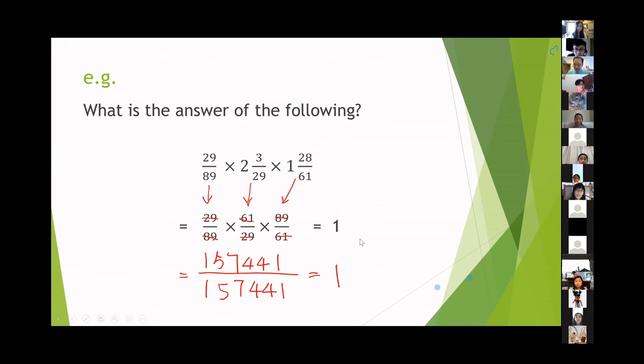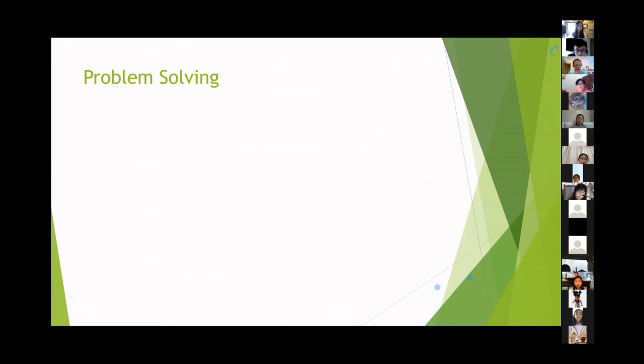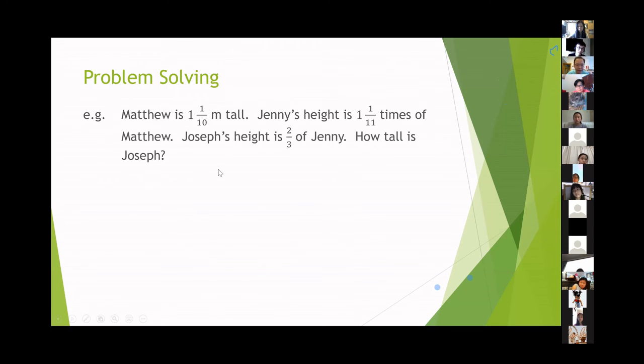Okay, next one. Now, almost the last few parts. I'll show you one problem solving question. Not that difficult. Let's take a look at that. Matthew is 1 and 1/10 meters tall. Jenny's height is 1 and 1/11 times of Matthew. Joseph's height is 2/3 of Jenny. How tall is Joseph? Now, what can we do?